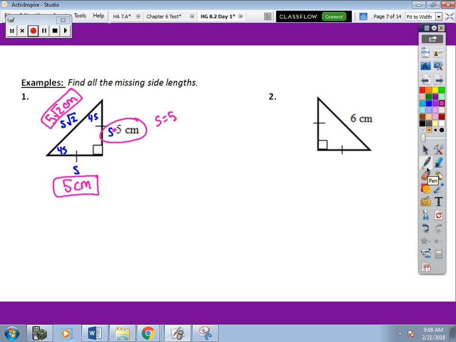Example 2 is the second case you could run into. And we have a 45, 45. So this would be S root 2. You cannot tell me that these sides are 6. So we know that 6 has to equal S root 2. So you create an equation with the number you're given and the formula that's on that side. Now you have to solve this for S.